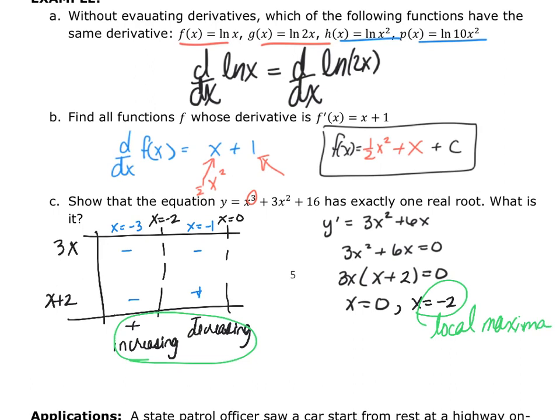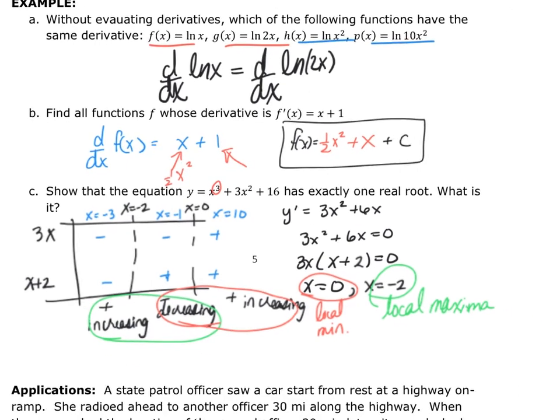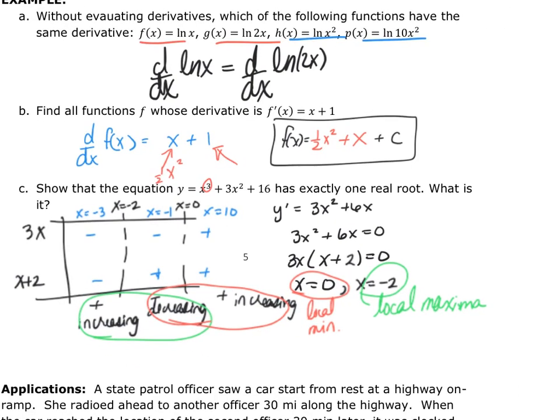And now I'm going to choose something on the right side of 0, so let's choose 10. That's positive and that's positive. So that's positive, so I'm increasing. So that means that on this region, because this is increasing, going from decreasing to increasing, this must be a local minimum. So I know at those two places I've got a local minimum and a local maximum.